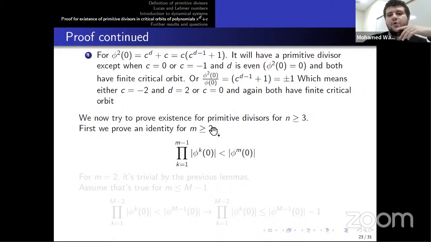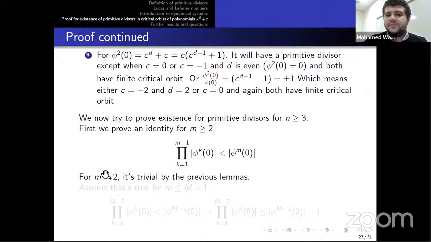The rest, we first try to prove an identity for m greater than or equal to 2. This will be used. So first, for m equal to 2, looking at this identity, this is the absolute value of phi_2 of 0, strictly greater than just phi_1. And this we saw by the lemma and multiple parts that these orbits are always strictly increasing.